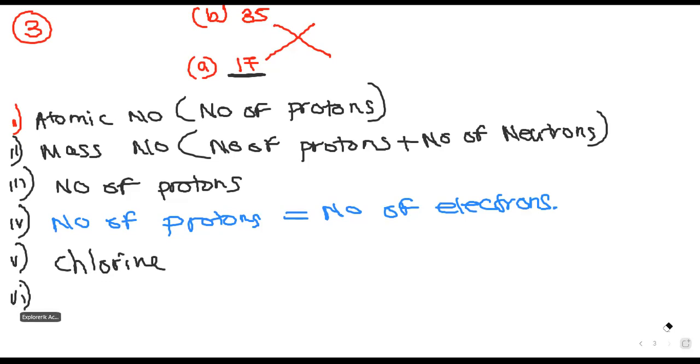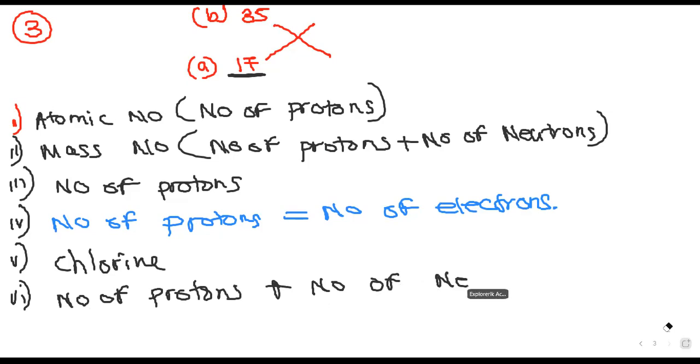Then the sixth one: what number is taken as B? I have given you what number is taken as B. Number of protons plus number of neutrons, that means the mass number. Okay, right. Next one.